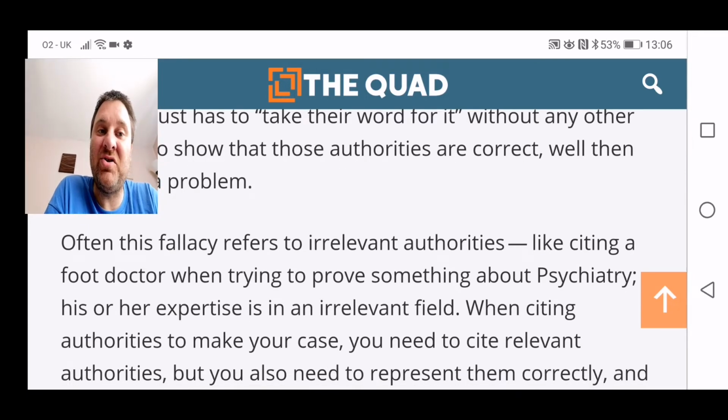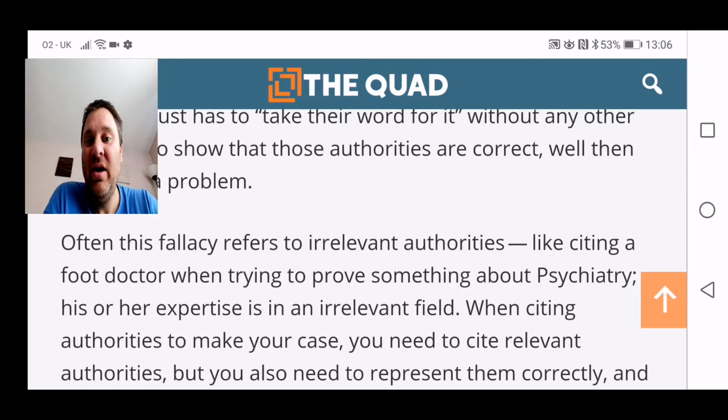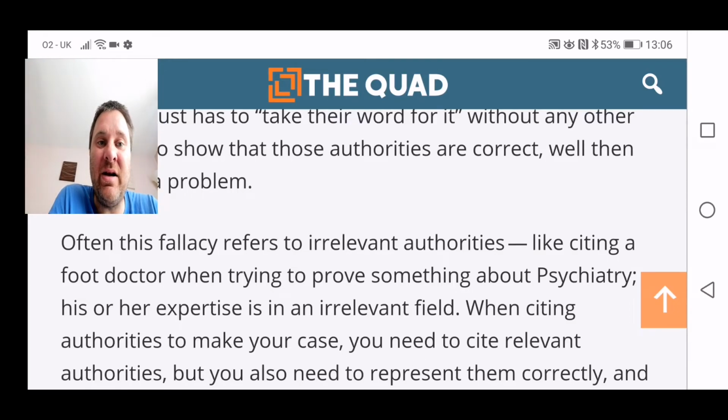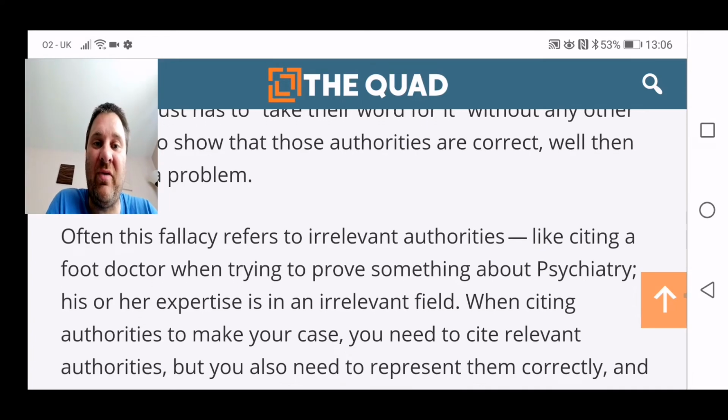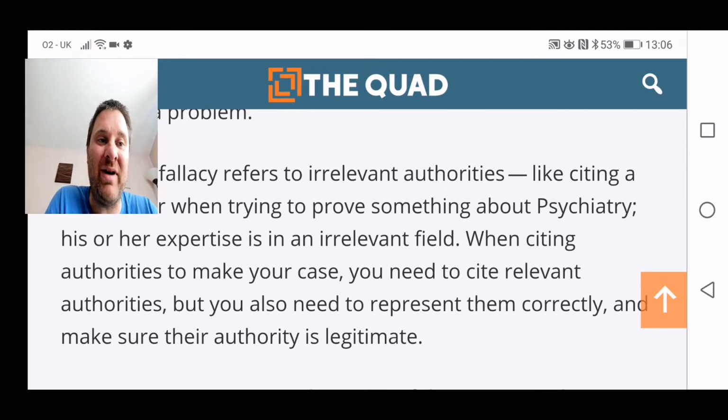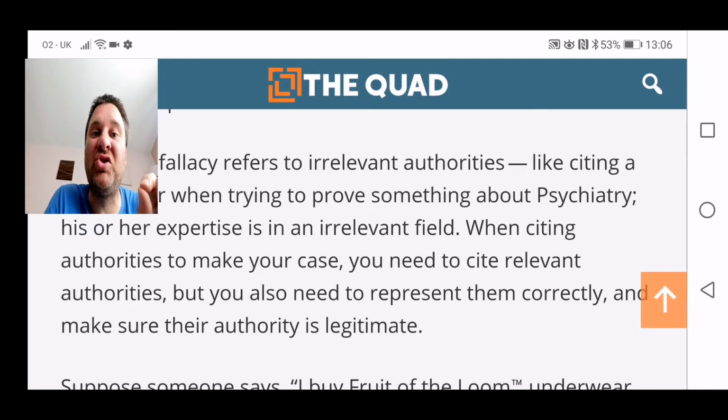Often this fallacy refers to irrelevant authorities, like citing a foot doctor when trying to prove something about psychiatry. His area of expertise is in an irrelevant field. When citing authorities to make your case, you need to cite relevant authorities, but you also need to represent them correctly and make sure their authority is legitimate and make sure they've got their proof to back it up. Make sure they can show it you practically, with practical demonstrations.